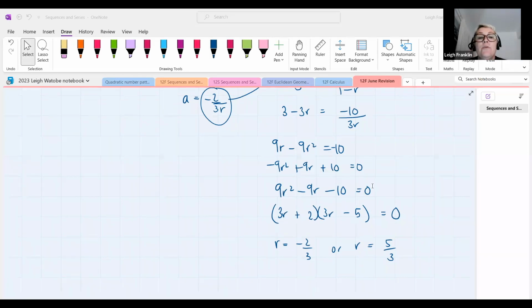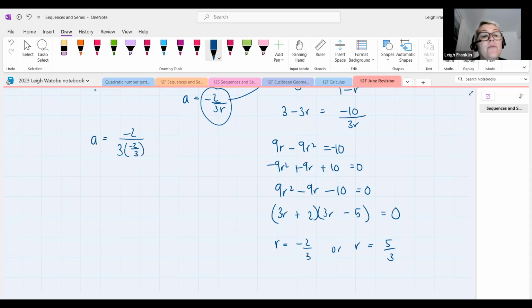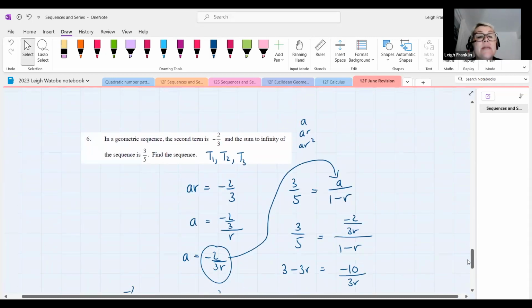So you would have had A is equal to negative 2 over 3 times 2 over 3, or A would be equal to negative 2 over 3 times 5 over 3. That means A over here would be equal to 1. Here A would be equal to minus 2 over 5. And Kaniso, you got the same answers. Don't stress, this was a bit of an extension question. I didn't expect everybody to be able to do this. It's this question over here, number 6.